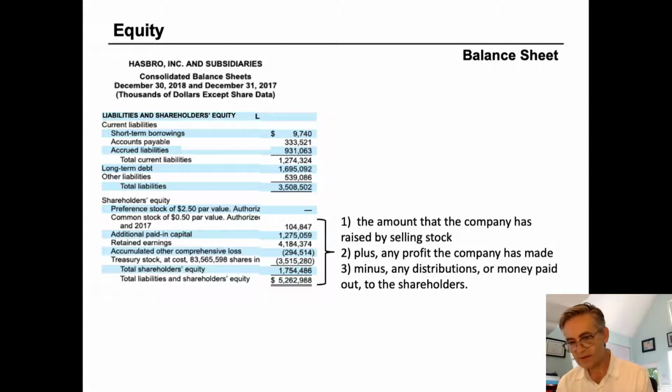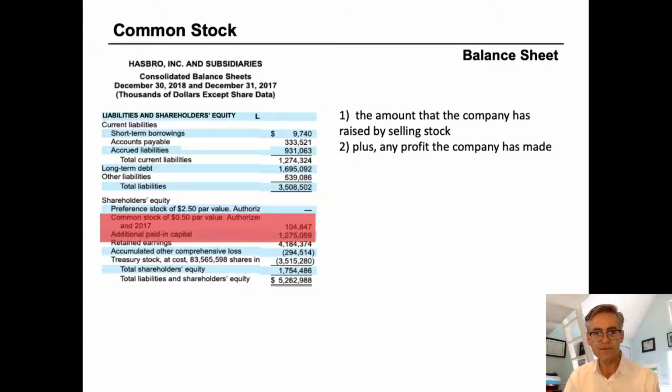So to understand this section, we just need to take the information that's given to us on the balance sheet and ask ourselves which one of these three buckets does it fit into. So let's take a look. The first thing that they list is common stock. They have $104 million and additional paid-in capital of $1.27 billion. That's the first bucket. This is the amount that the company has raised by selling stock. Investors have put in almost $1.4 billion into this company.